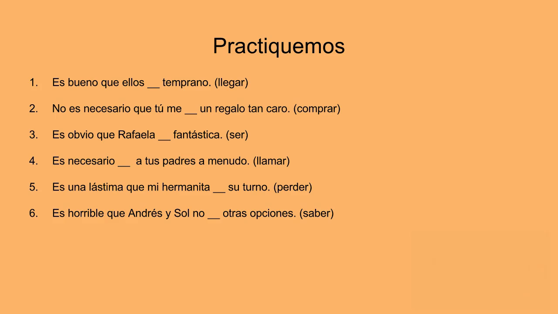Number one, es bueno que ellos lleguen temprano. Here we have an impersonal expression, es bueno que, which requires a subjunctive mood. Llegar is a verb that ends in gar, so we do need a gue in the present subjunctive.